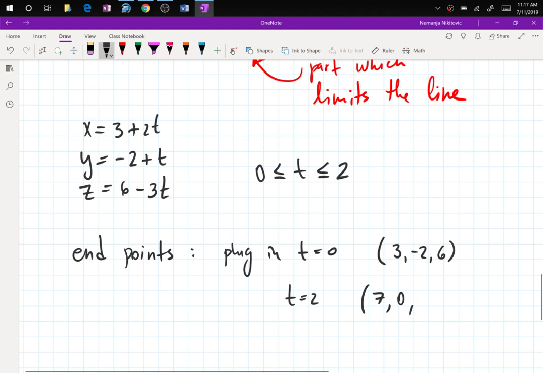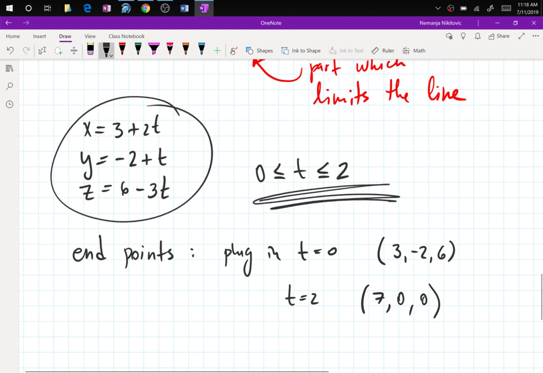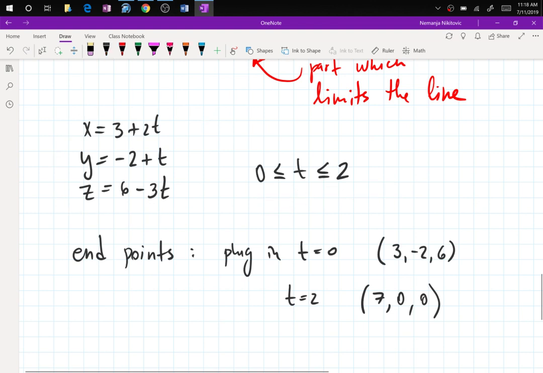And you can quickly graph these 2 points in space and then just connect those 2 points with a straight line, and you will have the line segment. Line segments, as I mentioned already, are finite. They go from one endpoint to another endpoint, and they have the same equation as lines, but they have the extra piece, which is the piece which limits them.